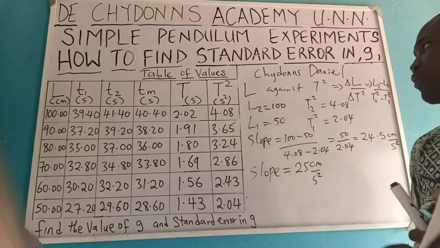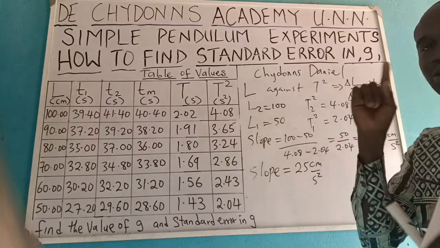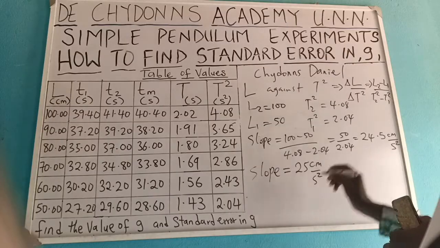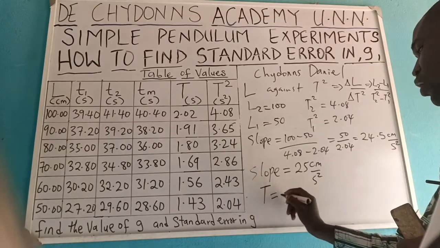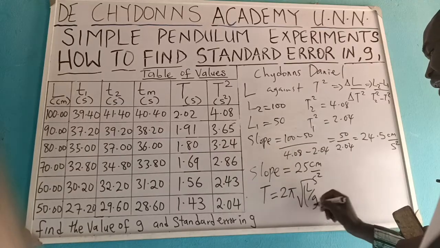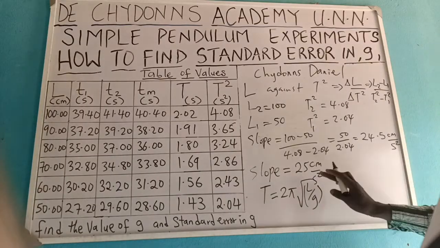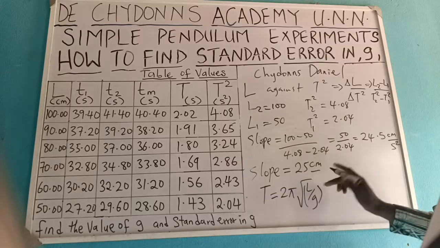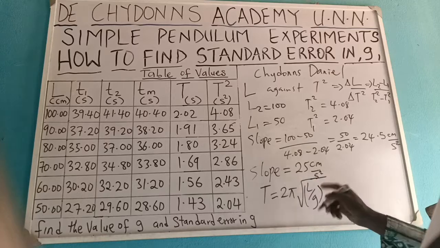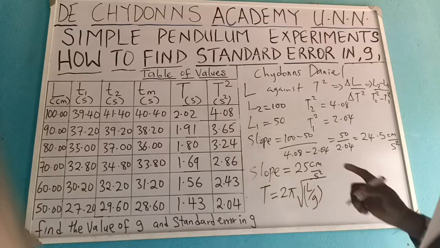Now we are getting our slope and we are asking ourselves, how do we get our G from this slope we have gotten? Remember that we noted that T is equal to 2 pi root L over G. Where did we get this equation from? From the simple pendulum experiment. This formula is constant. The formula said that period is equal to 2 pi root length all over G. So what do we do here? We make G the subject of the formula.